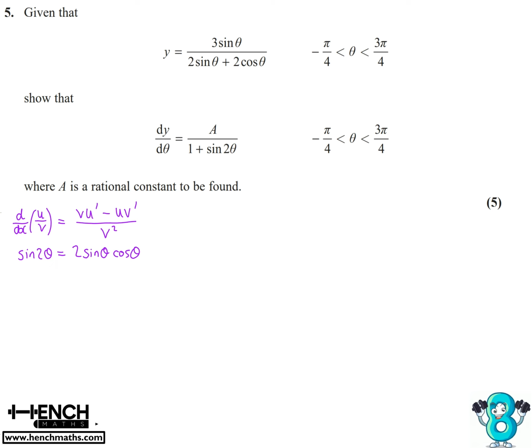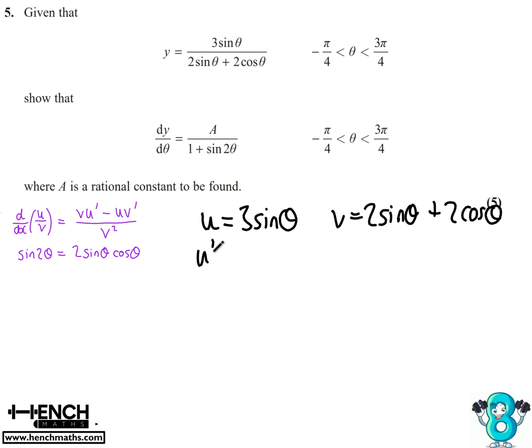So when I'm using the quotient rule, what I like to do is just label what my numerator, my u, and my denominator v are. So u will be 3 sine theta, and v will be 2 sine theta plus 2 cos theta. So u dash, to differentiate 3 sine theta, you get 3 cos theta, and v dash, you get 2 cos theta, and 2 cos theta differentiates to negative 2 sine theta. So now I can put these all in the formula.